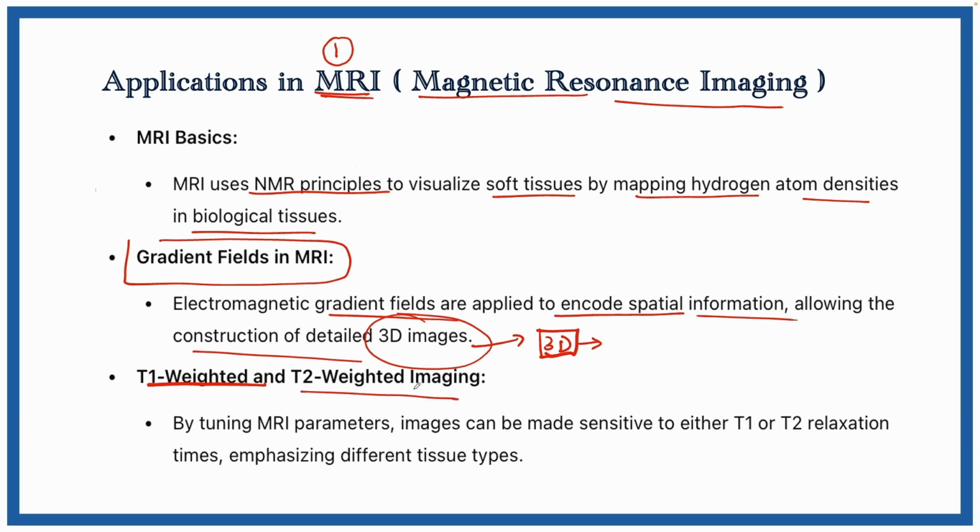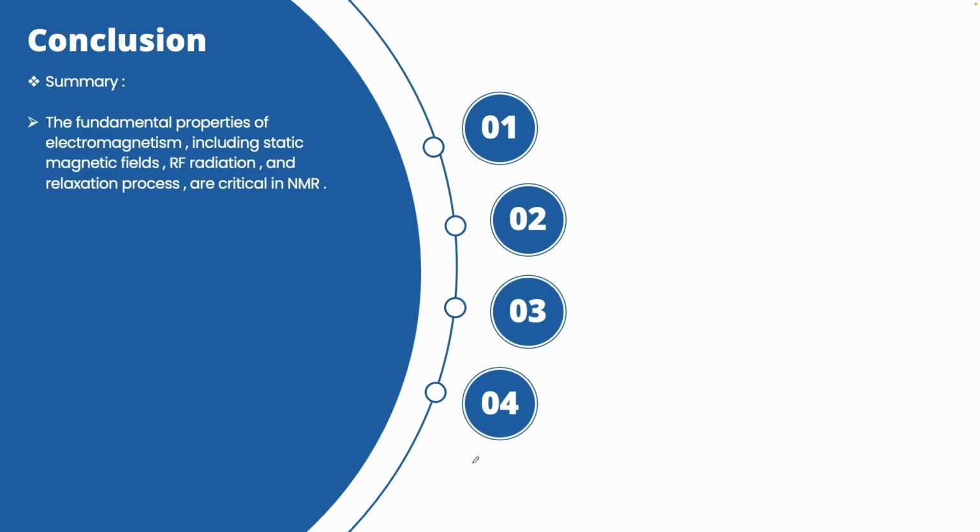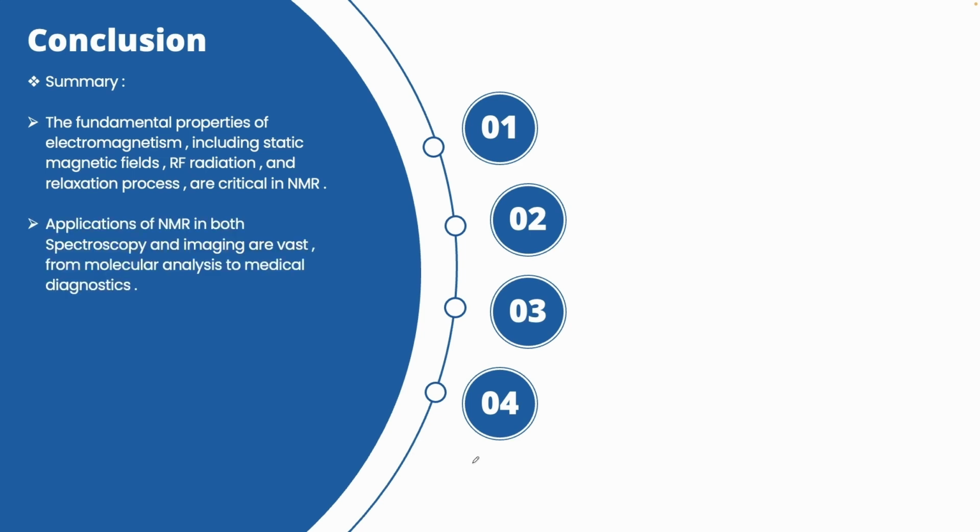T1-weighted and T2-weighted imaging. By tuning MRI parameters, images can be made sensitive to either T1 or T2 relaxation times, emphasizing different tissue types. Now we are going to look into the conclusion of the topic. So the fundamental properties of electromagnetism, including static magnetic field, RF radiation, and relaxation processes, are critical in NMR. Applications of NMR in both spectroscopy and imaging are vast, from molecular analysis to medical diagnostics.